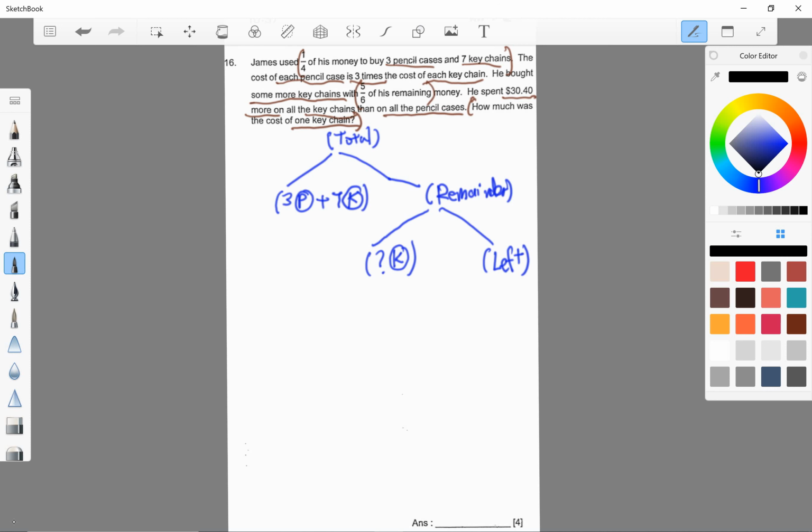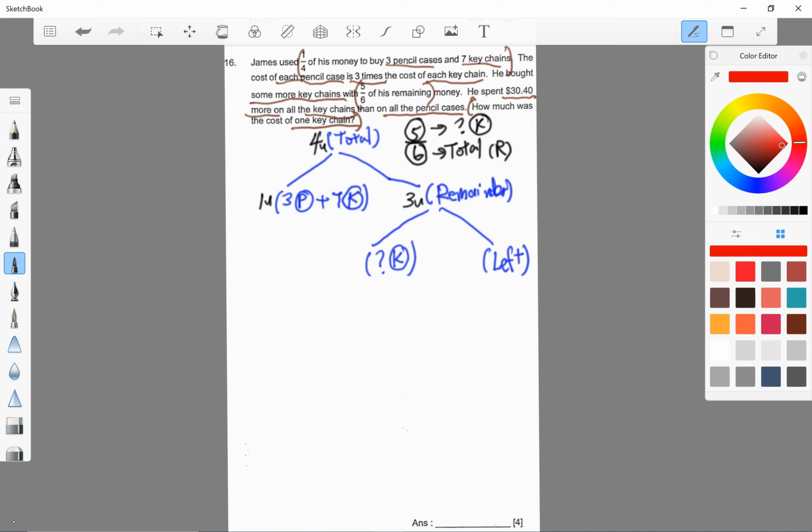So the total, we'll put down 4 units because that's the denominator 4. As for the 3 pencil cases and the 7 keychains, that will be 1 unit. And the remainder will be 3 units. And it's mentioned that he bought some more keychains with 5 out of 6 of his remaining money. This 6 represents the total units from the remainder, and the numerator 5 goes to the keychains.